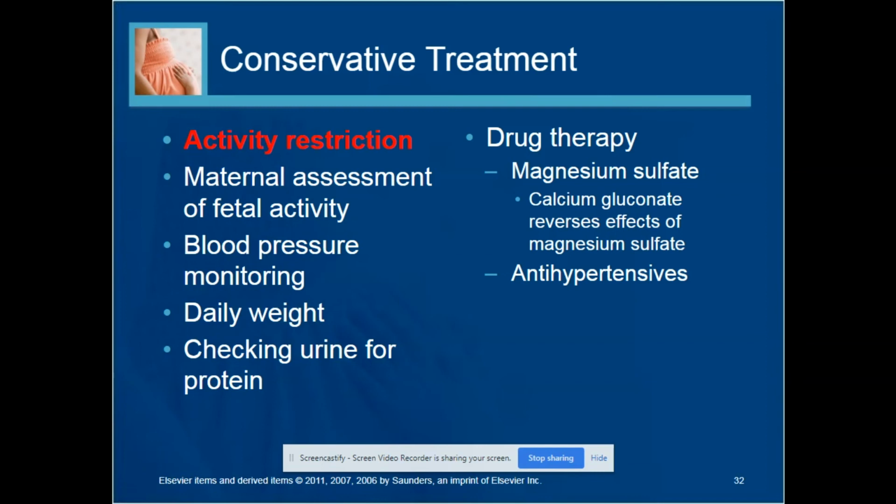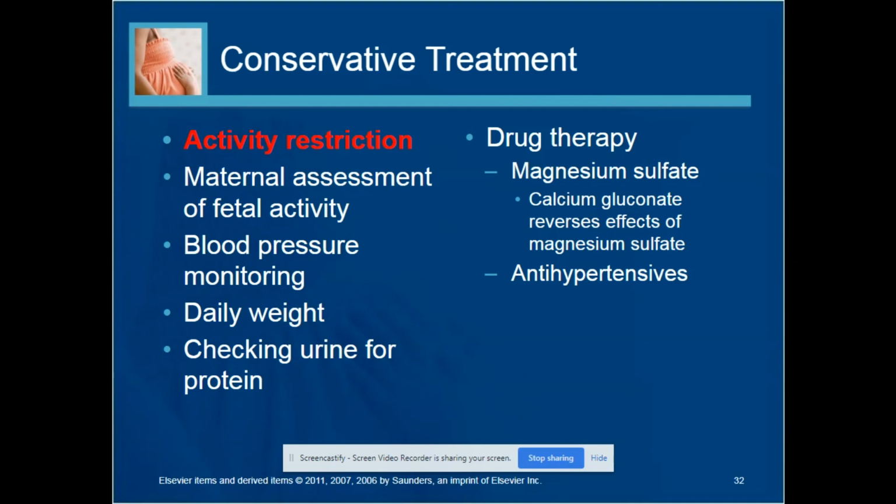Conservative treatment. So all the treatments that you're going to hear about, the physicians are always going to go for the conservative route first because we're dealing with a fetus in addition to the adult patient. So we're going to try an activity restriction. We're going to let the mom assess fetal activity. She can get a Doppler ultrasound, or she can count kicks, that kind of thing. We're going to monitor her blood pressure. She's going to do a daily weight, and they're going to check protein in the urine. That's something that you can also do at home with a dipstick.